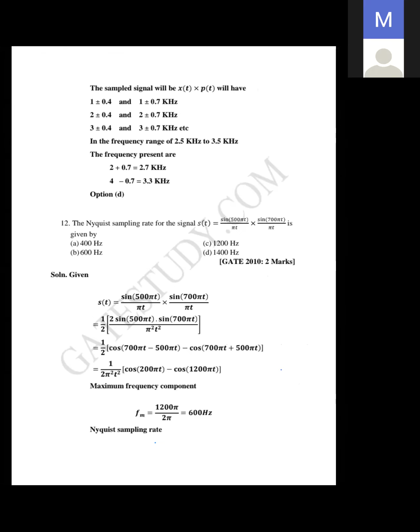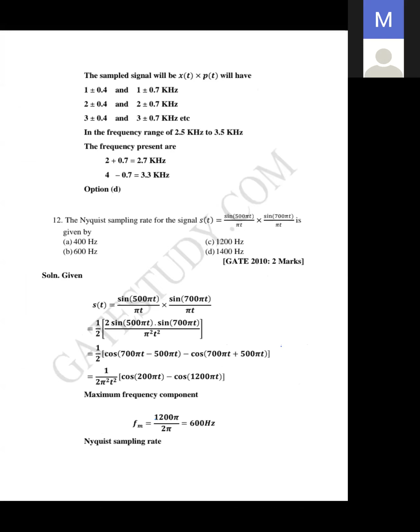And second thing is 2 plus or minus 0.4 and 2 plus or minus 0.7, and 3 plus or minus 0.4 and 3 plus or minus 0.7, etc. We go on like this in the frequency range of 2.5 kilohertz to 3.5 kilohertz. In this range, if we do all the calculation, the desired outcome is this one. Because they have given the range, just substitute 1, 2, 3, 4, 5, 6 and substitute the values. Then only two components are available, that is 3 plus or minus 0.7, then 4 minus 0.7, because this is the range which they have given. In this range, only these two values are present.